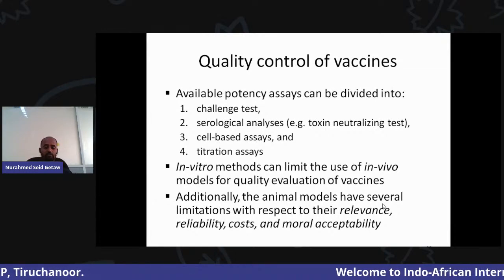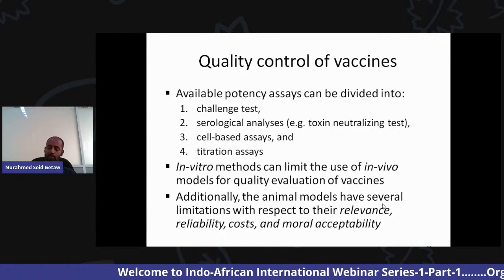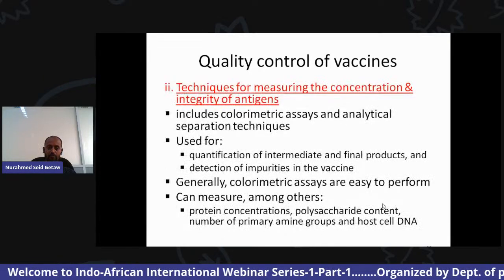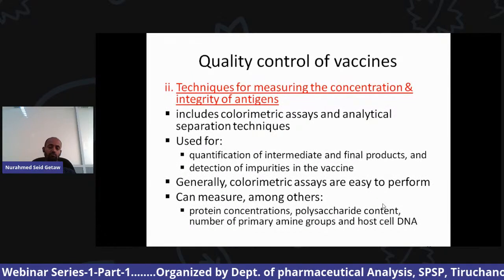Cost is one limitation, and moral acceptability in animal handling, especially in those tests involving actual infecting of the animal with the pathogen or the challenge model. In the case of the challenge model, the animal's rights and handling will be hugely compromised, and the animal is evidently going to suffer a lot.